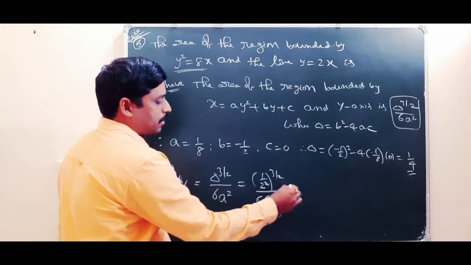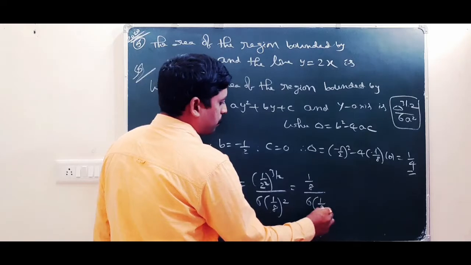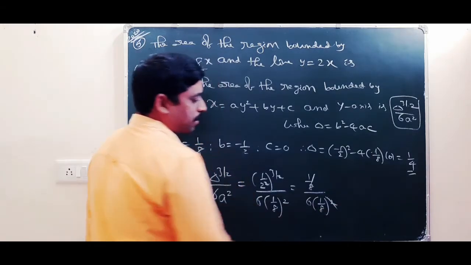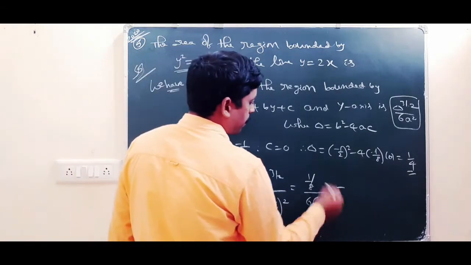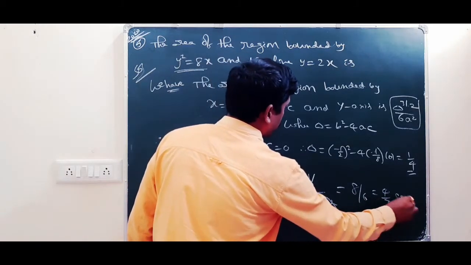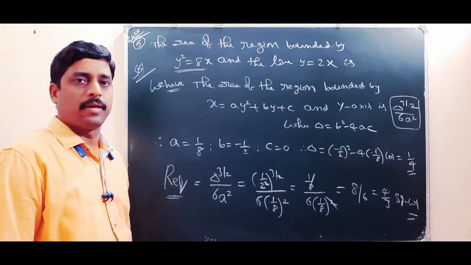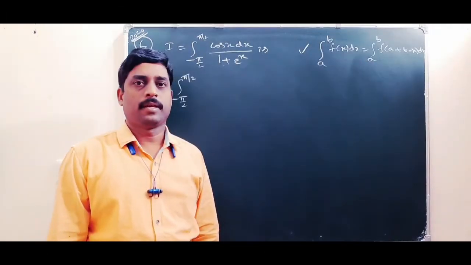Okay, this 2 gets cancelled. 1 by 8 by 6 times 1 by 8 whole square. 1 by 8 gets cancelled. So this will be 8 by 6. 8 by 6 is equal to 4 by 3 square units. So the answer is 4 by 3 square units. Let us go to the next problem.